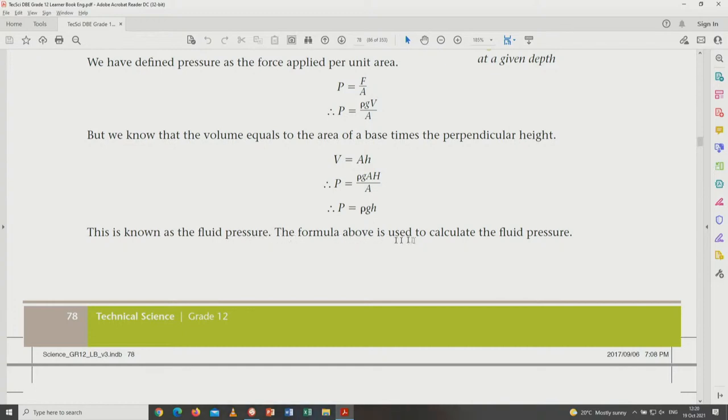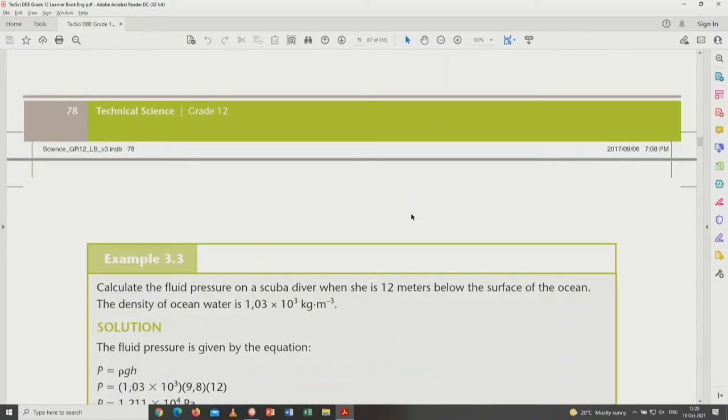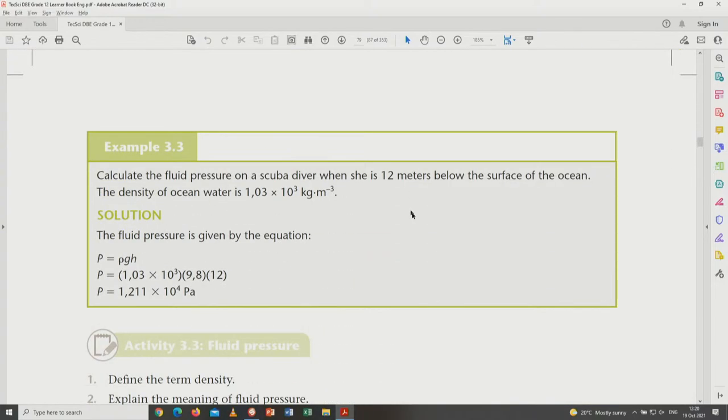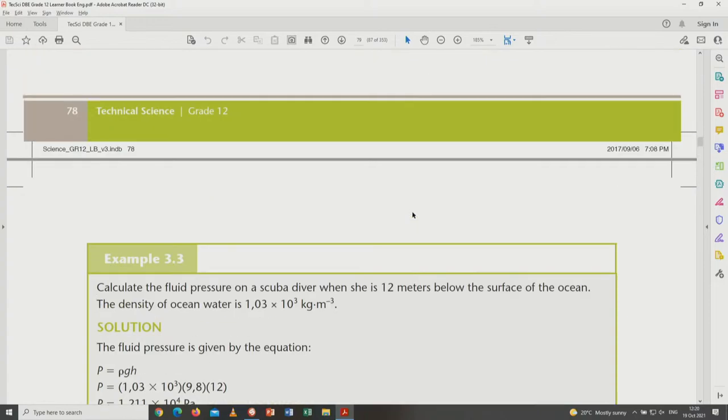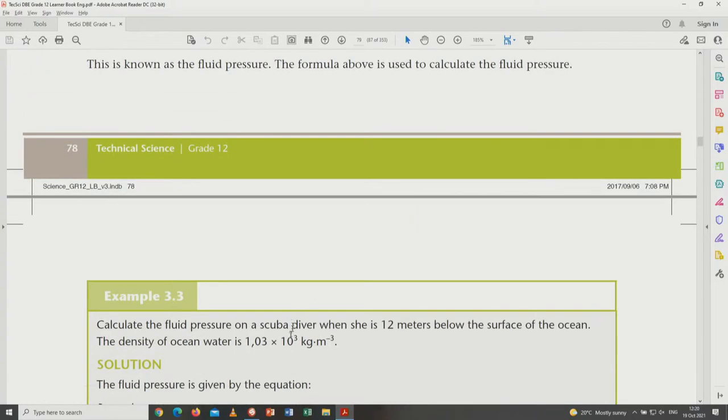The formula above is used to calculate the fluid pressure. So when we deal with fluids or with liquids, that is the formula we use for pressure, which comes from the same formula, pressure is equal to force over area. I think we could try to do this example quickly before we get to Pascal's law.